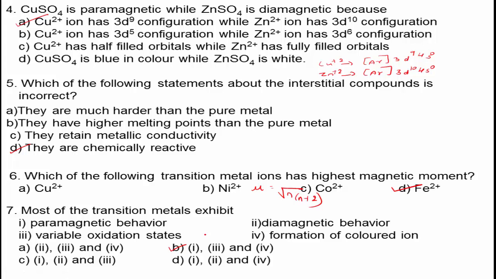Yes, why is B the right answer? The magnetic property decreases with the decrease in the number of unpaired electrons. Remember students, the magnetic property decreases with the decrease in the number of unpaired electrons. The transition metals which contain paired electrons depict diamagnetic behavior. Therefore, most of the transition metals exhibit paramagnetic behavior.